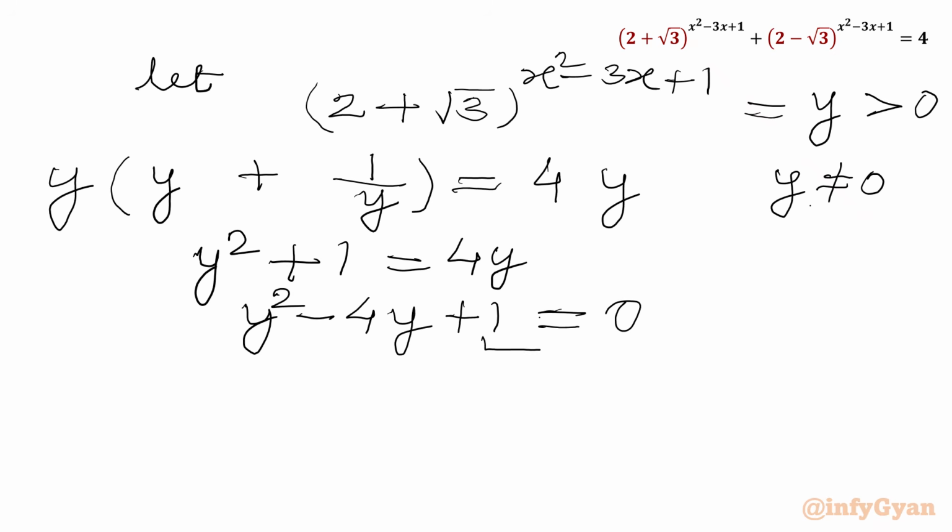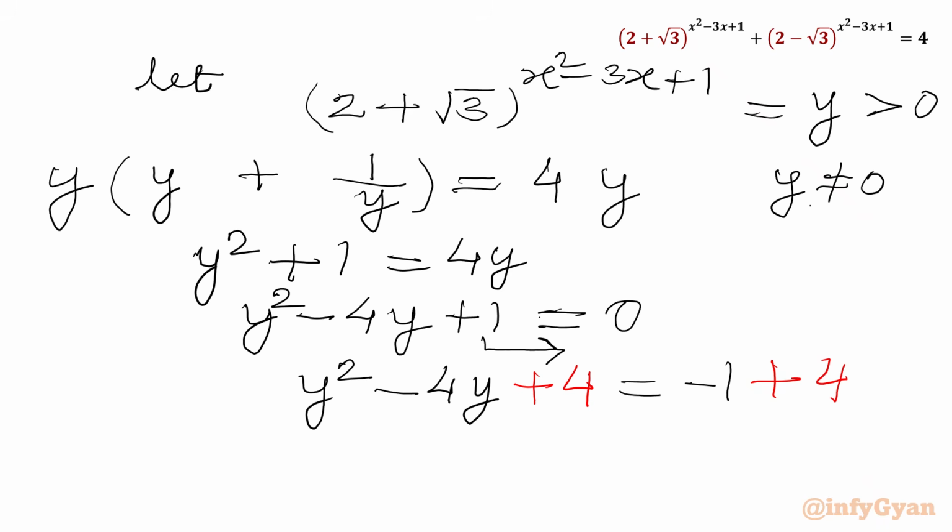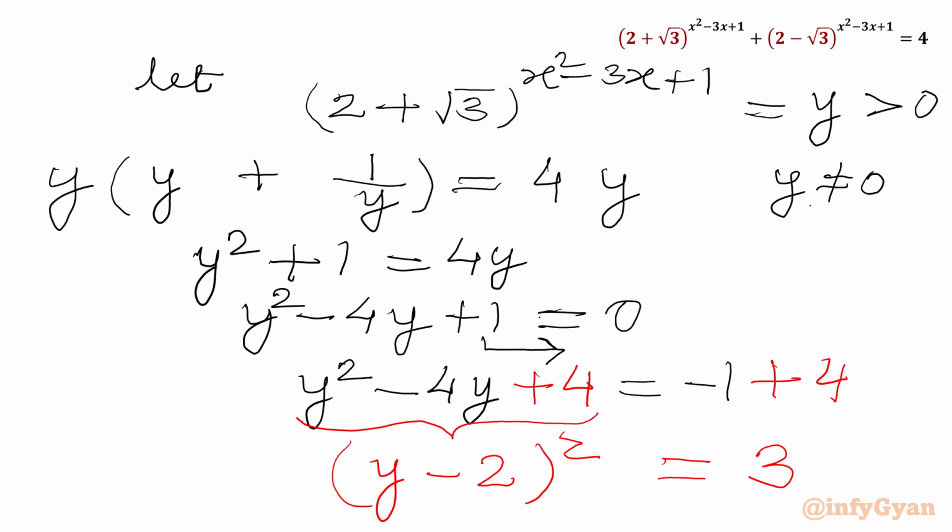So I need to take plus 1 to the right hand side. So we will write y square minus 4y equal to negative 1. Coefficient of y is minus 4. Half of minus 4 is minus 2. Square of minus 2 is 4, which we will add to LHS and RHS. Now these three terms will give us y minus 2 whole square. And in right hand side we have 4 minus 1, which is 3.